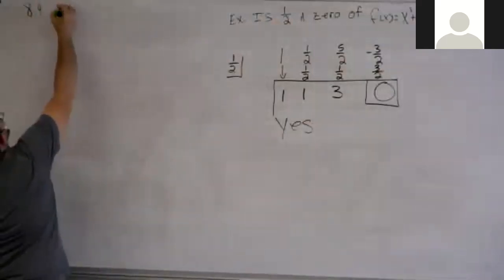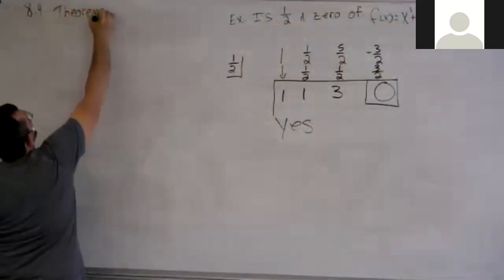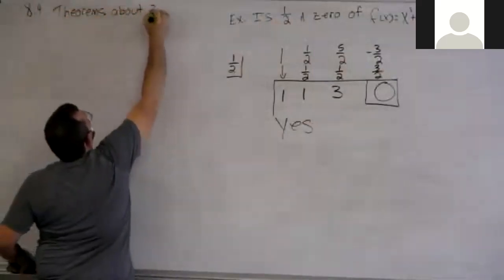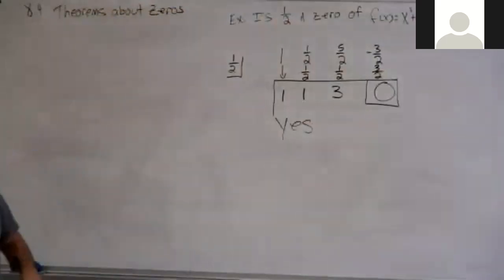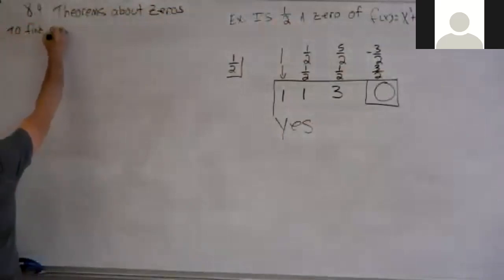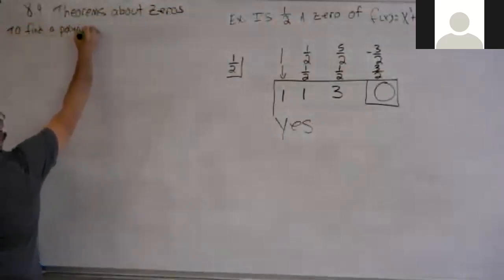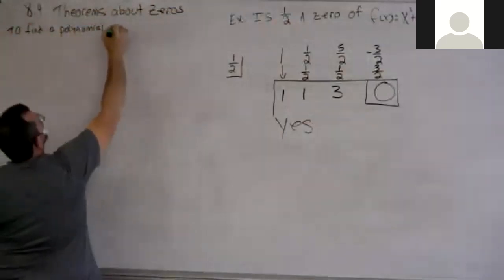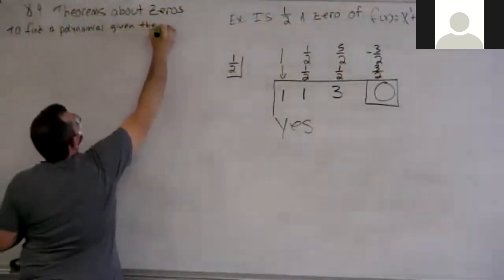8.4 is theorems about zeros. And theorems are sort of like laws and stuff. But we ain't gonna worry about all that. We'll just be doing a lot of foiling and a lot of synthetic division, okay? Alrighty. So, to find a polynomial given the zeros.